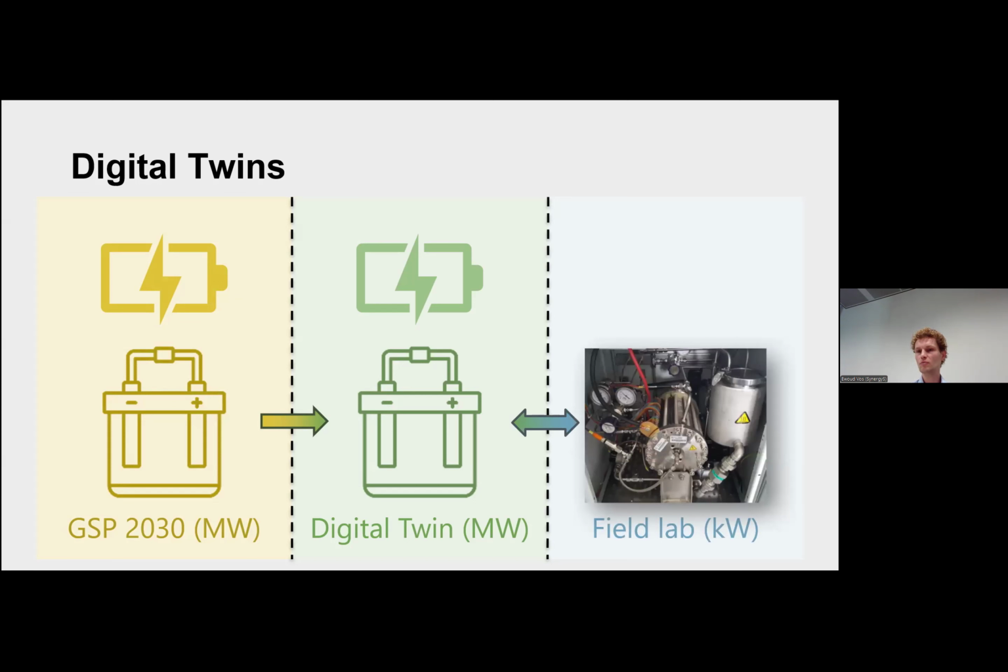So there we had to make some transformations because our field lab assets are typically on a kilowatt scale. And if you want to couple that to a digital twin on a megawatt scale, you have to do some kind of scaling in between to make it representative and to run this system with both physical assets and the digital counterparts at the same time.